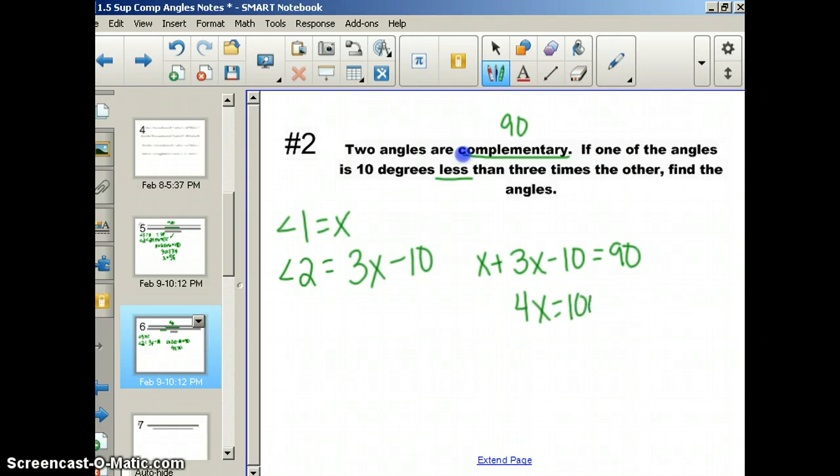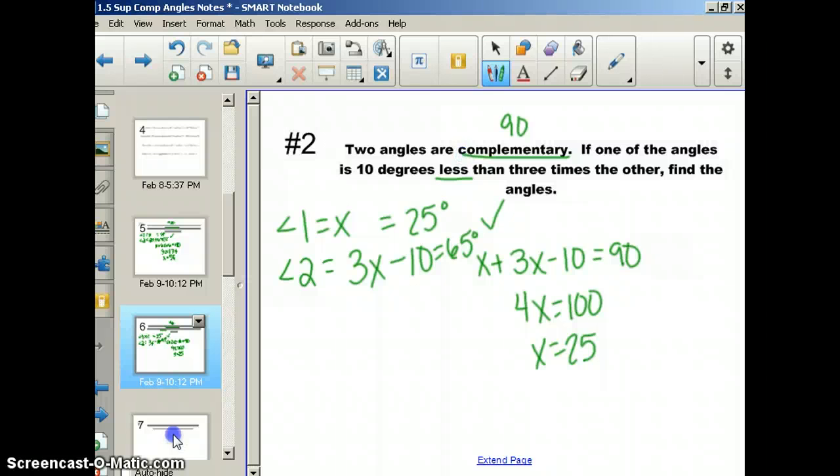Nice linear equation, and x comes out to be 25. You want to find both of the angles though, so plug that in, and we should get 25 and 65 degrees, and they do indeed sum to 90 degrees.